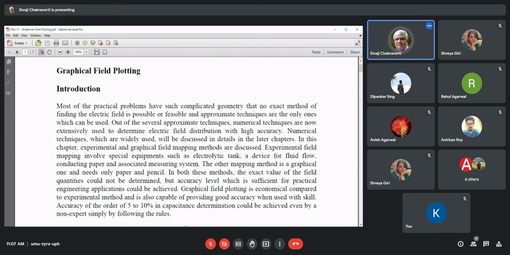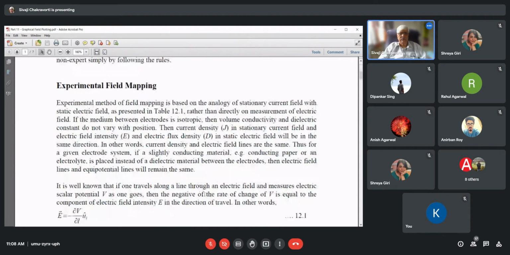Of course, later on, the numerical techniques have come, and nowadays we naturally go for numerical techniques. But what we are going to discuss in today's class is, one is experimental field mapping and the other one is graphical field mapping. Now, what is experimental field mapping? Let us first look into it.